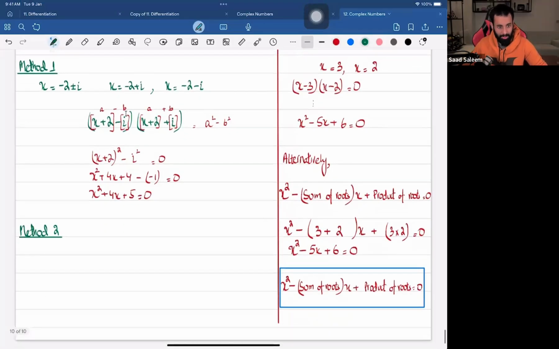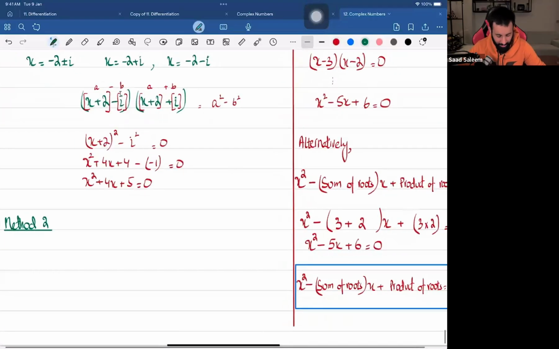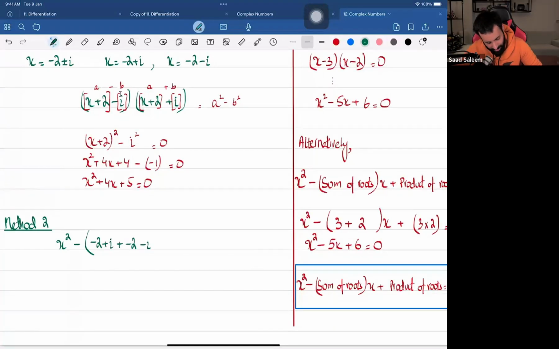Okay, method 2 also works. In method 2 also you have to use the formula. So it's going to be x squared minus the sum of roots, which means minus (-2 plus iota plus -2 minus iota), that's the sum of roots, into x, plus the product of roots, which means (-2 plus iota) into (-2 minus iota).